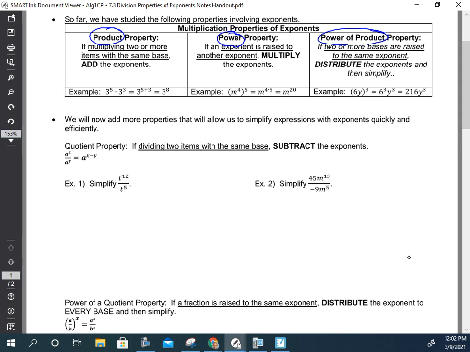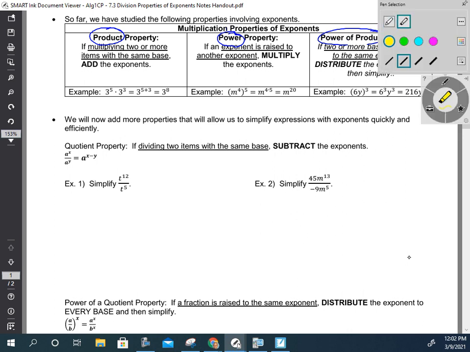So we're going to start with the quotient property. So let me break my highlighter out, that way those of you who didn't print it out know what to write, so that they know what's going to get checked.